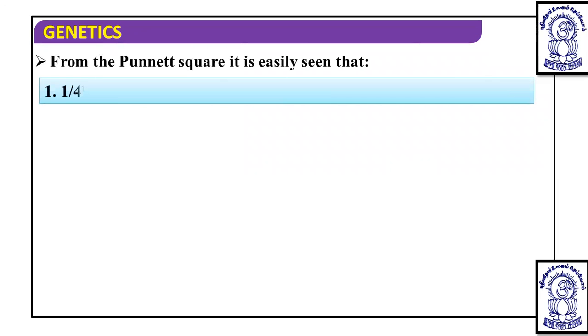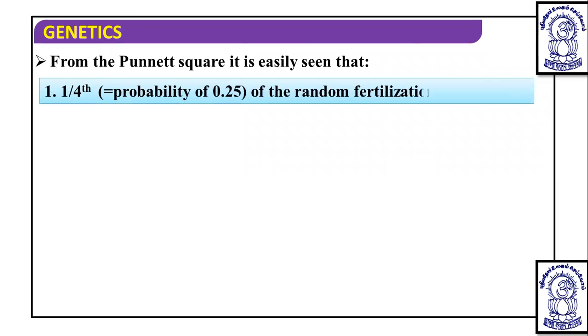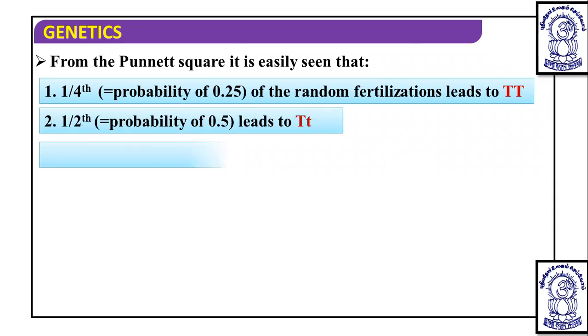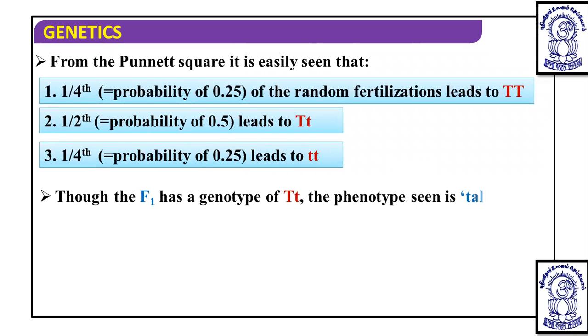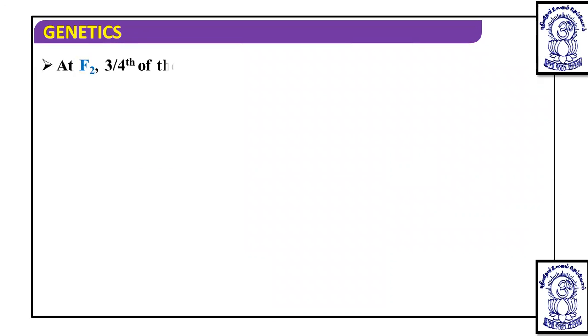From the Punnett square, it is easily seen that 1/4 probability, or 0.25, of the random fertilization leads to capital T capital T, one half probability, that is 0.5, leads to capital T small t, and 1/4 for small t small t. So though the F1 has a genotype of capital T small t, the phenotype seen is tall, that is in heterozygous condition.